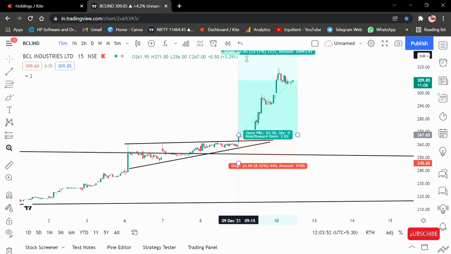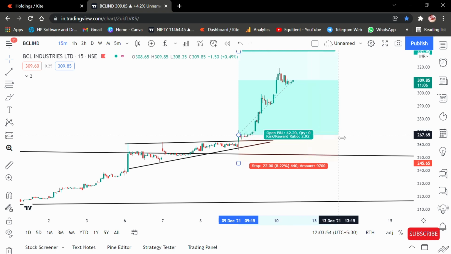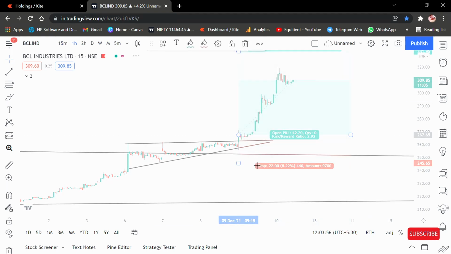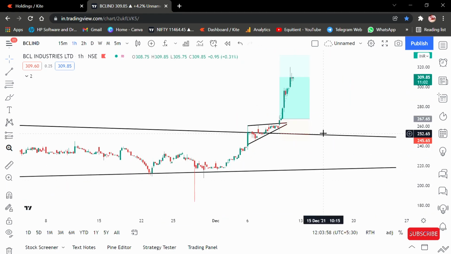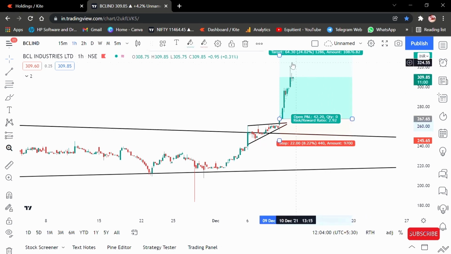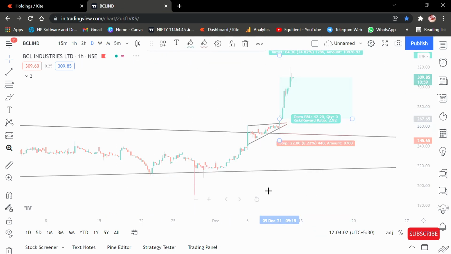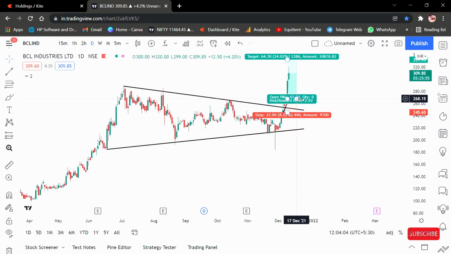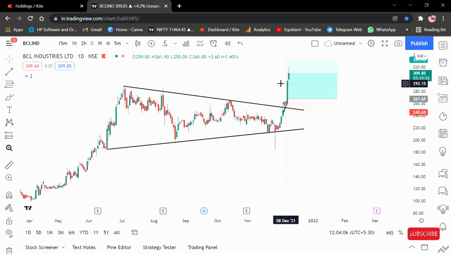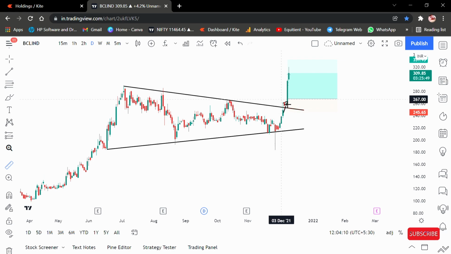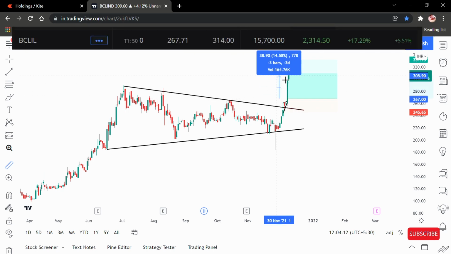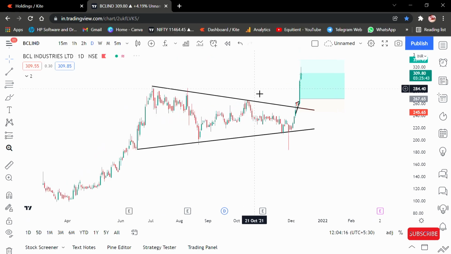Just a moment. This is the 15-minute chart. Let's go to the 1 hour chart. So on the 1 hour chart this is how it is looking. Let's go to the daily chart. So on the daily chart this is how it is looking. In 2 days it has gone up really well. In 2 days my profit is somewhere around 15%. Here is the profit, 15% in 2 days.